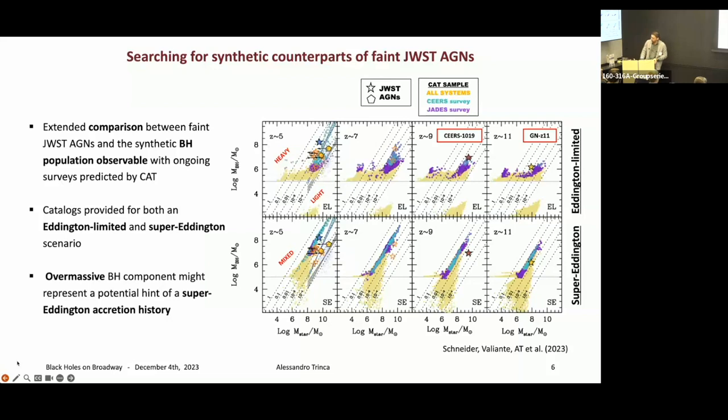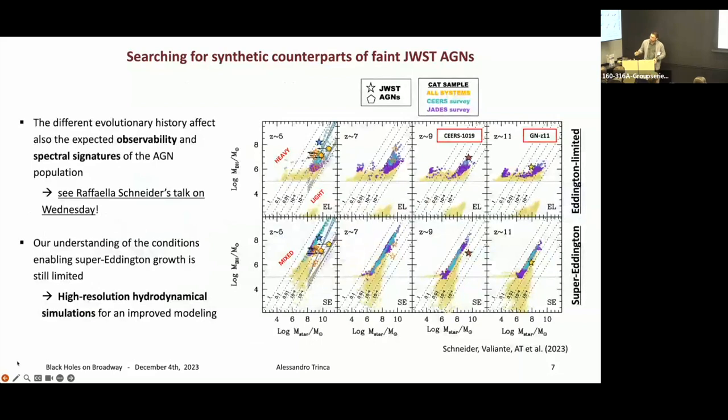And of course, different accretion history does not impact only the scaling relation, but also a lot of other properties of the galaxy and the AGN population, and in particular the observability of the system, since you expect that highly accreting systems might be observable up to higher redshift, but also the spectral signatures of both the AGN and the host galaxy. And on this, you will hear a more detailed description in Rafaela Schneider's talk on Wednesday.